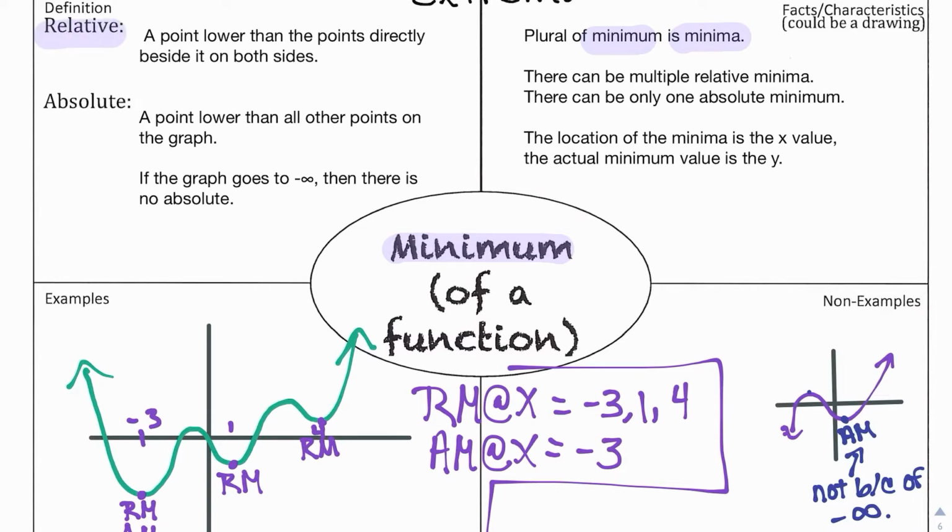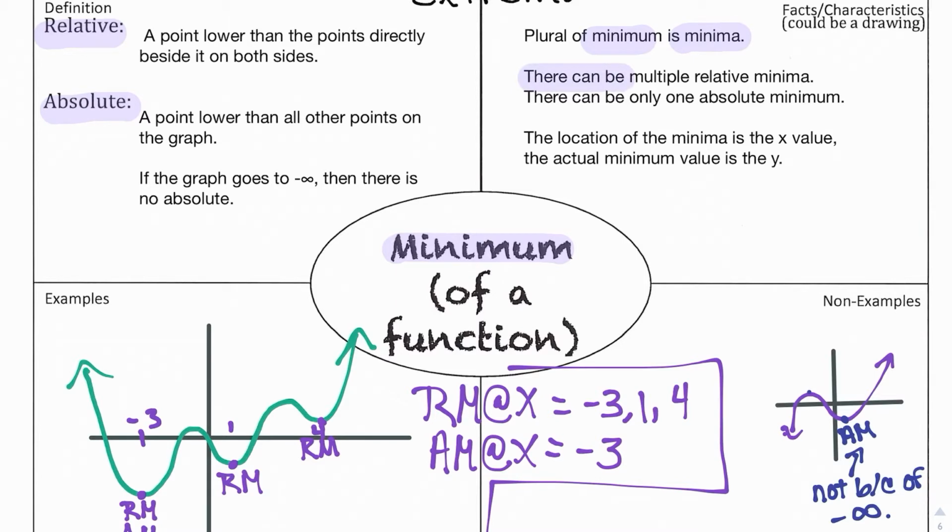First is a relative minimum, which means that it's a point that would be lower than the points directly beside it on either side. So it's the lowest point in its own separate little area. Doesn't mean it's the lowest point of the entire function, but it's the lowest point in its own specific interval. An absolute minimum is the lowest point on the entire graph. And so if our graph goes to negative infinity, then there won't be an absolute minimum, right? Because there's no way we can actually pinpoint one number that would be the smallest number if it goes down to negative infinity.